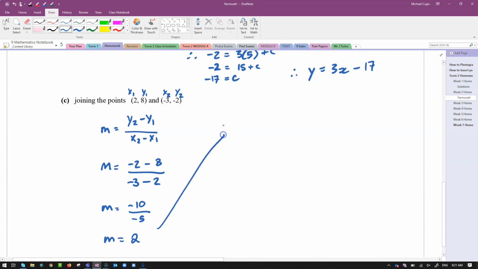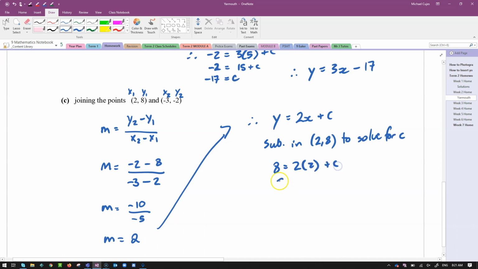Okay, great. So I now know my equation looks like y equals 2x plus c. I get to choose a point to substitute in. I'm going to choose one with positive values because that makes sense. Sub in the point 2, 8 to solve for c. Some of you are already calling out the answer that c equals 4, but let's see it. 8 equals 4 plus c, subtract 4 from each side. 4 equals c, so the equation of the line, y equals 2x plus 4.